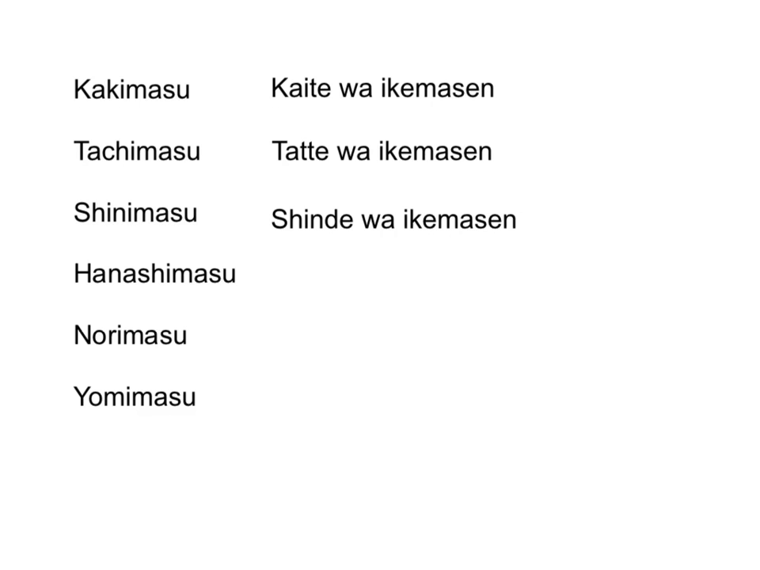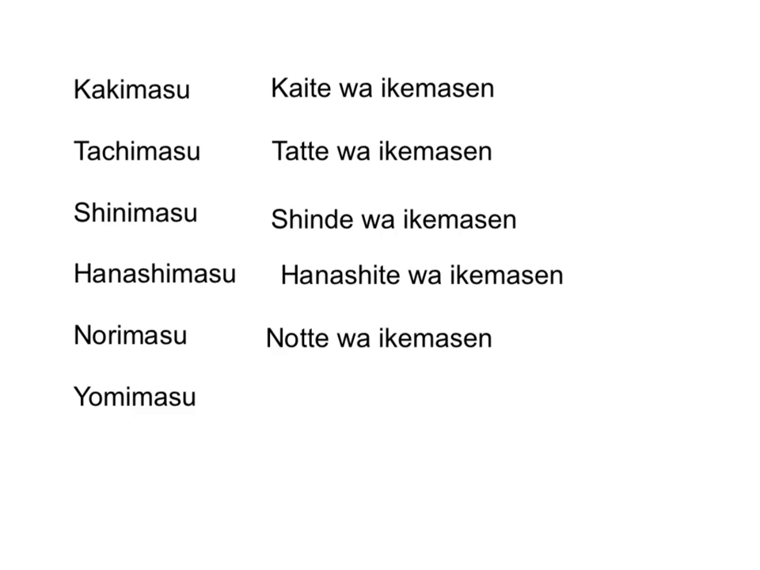Alright, I'll tell you what the answers are now. The first one, kakimasu, is kaite wa ikemasen, which means you mustn't write. The next one is tachimasu, and that changes to tatte wa ikemasen, which means you mustn't stand. The next one is shinimasu, and it changes to shinde wa ikemasen, which means you mustn't die. The next one is hanashimasu, and it changes to hanashite wa ikemasen, which means you mustn't speak. The next one is norimasu, and it is notte wa ikemasen, you mustn't ride.